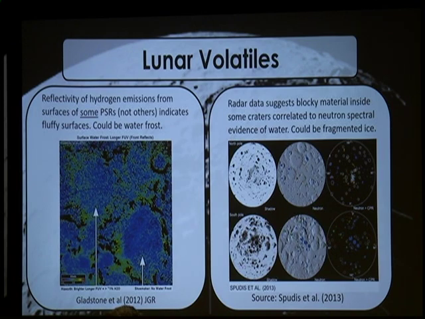And then also the radar on the LRO, the radar cross-circular polarization ratio, shows the existence of blocky material inside some of the same craters that have the neutron spectra evidence of hydrogen. And usually blocky material is found on the outside of craters, not on the inside. And so those blocks have been hypothesized as chunks of ice the size of your fist.